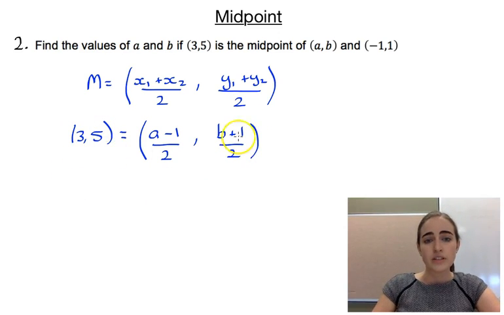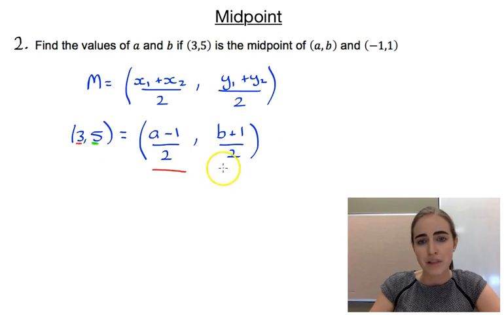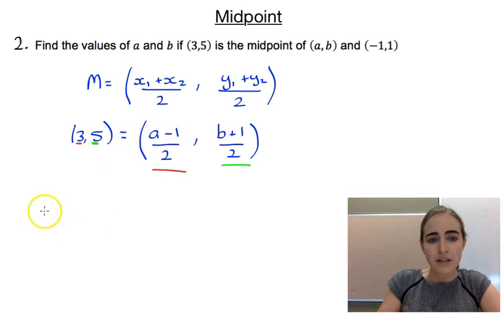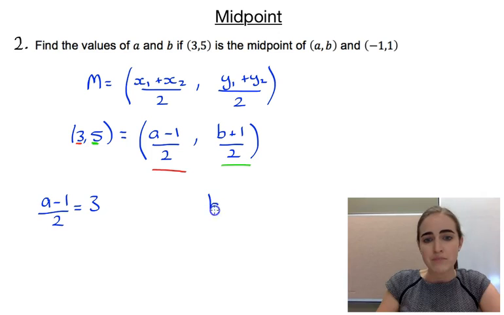So if these coordinates have to be equal to these coordinates, that means that this 3 here has to be equal to this whole a minus 1 over 2. And it also means that this 5 has to be equal to this b plus 1 over 2. So we can write 2 separate equations now and solve them. So we'll have this a minus 1 over 2 has to be equal to that 3, and b plus 1 over 2 has to be equal to 5.